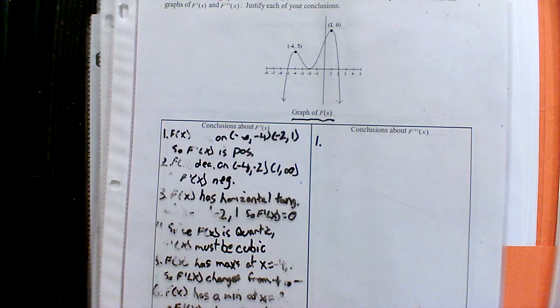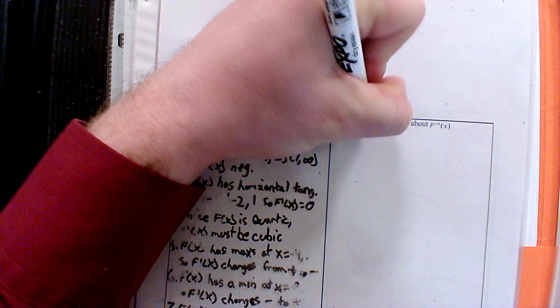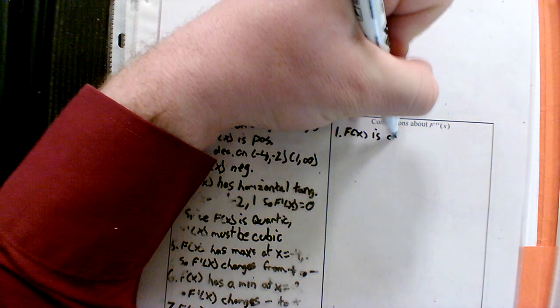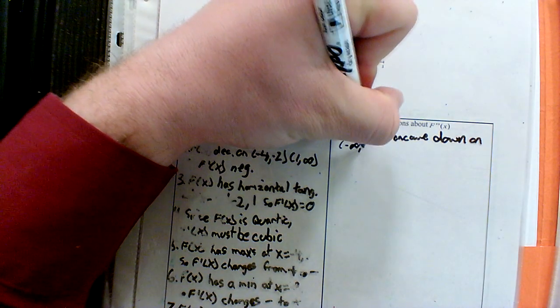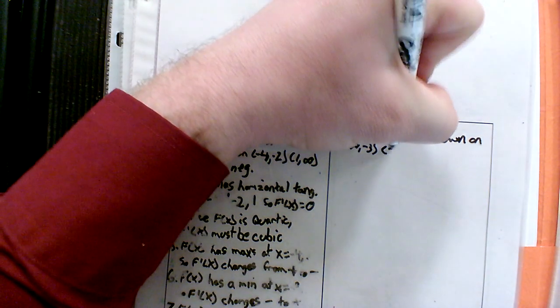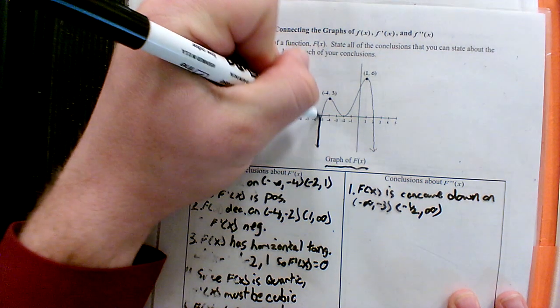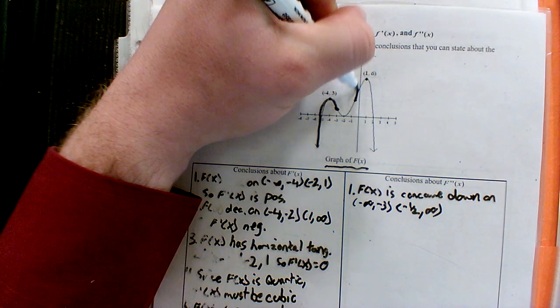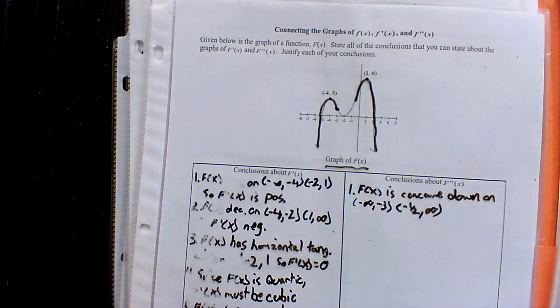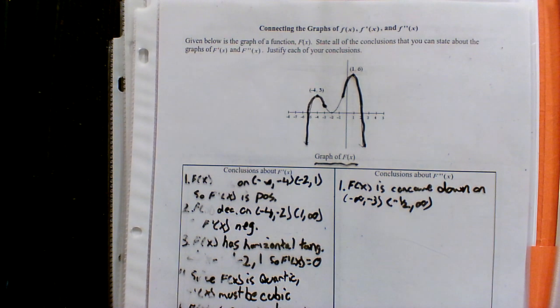Okay, so the first thing, f of x is concave down on the intervals of -∞ to -3 and -1/2 to infinity. So from here to here and from here down. So those are the concave down sections. Those are the two sections we're talking about right now.